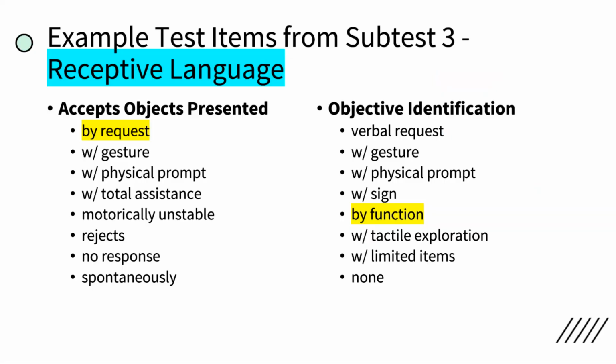Okay. As you can see from the video, I would indicate on Sarah's profile form that she accepts objects presented to her by request and that she can locate a common object from a set of at least 3 items by function, which refers to knowledge of the object when the use is described.